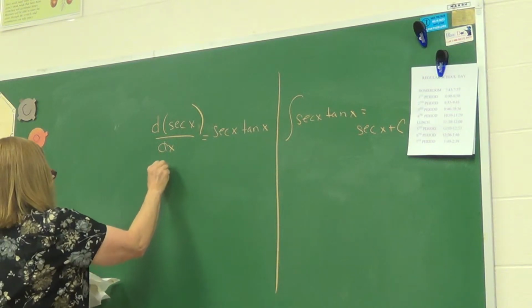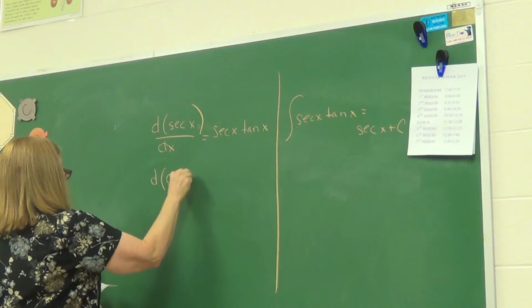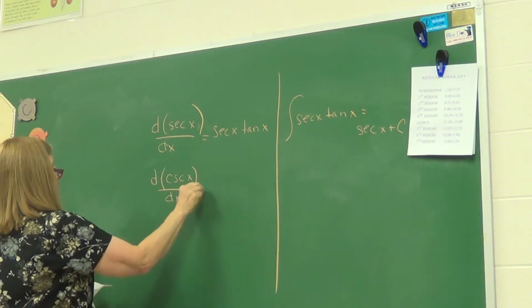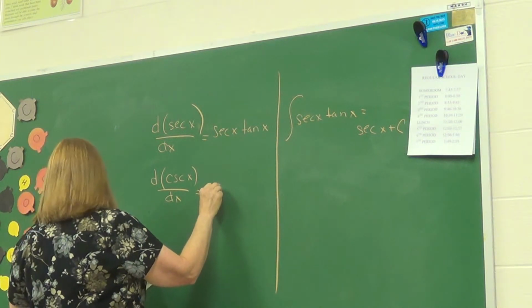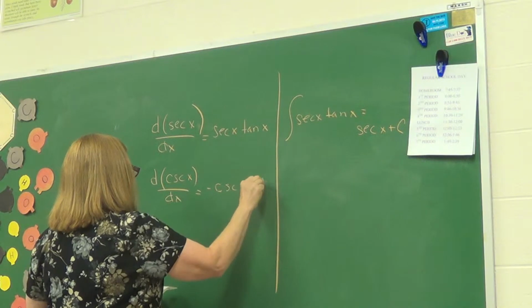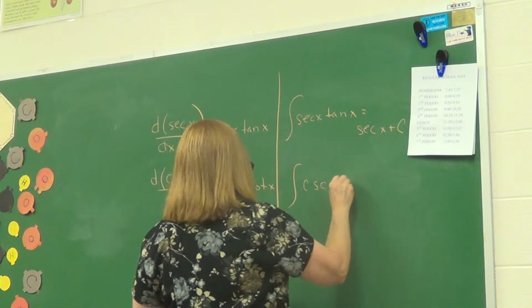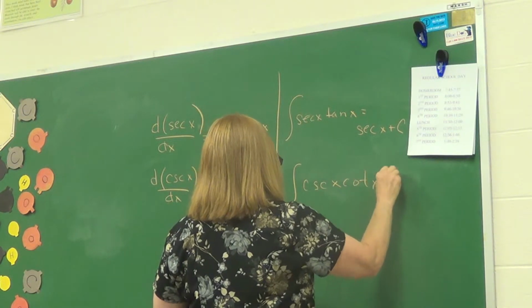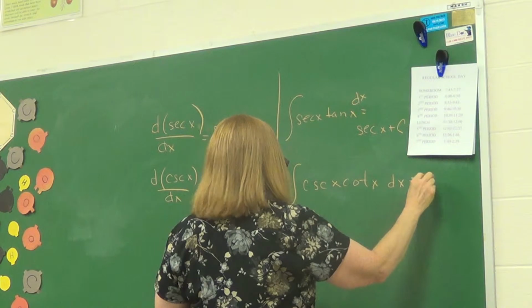Last one, the derivative of what's left, cosecant, is negative cosecant cotangent. So keeping it positive, and I forgot some dx's over here, so make sure.